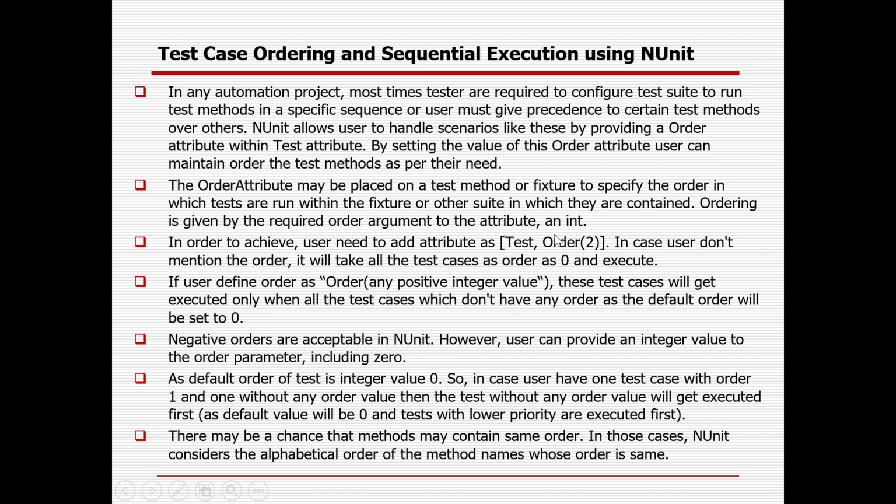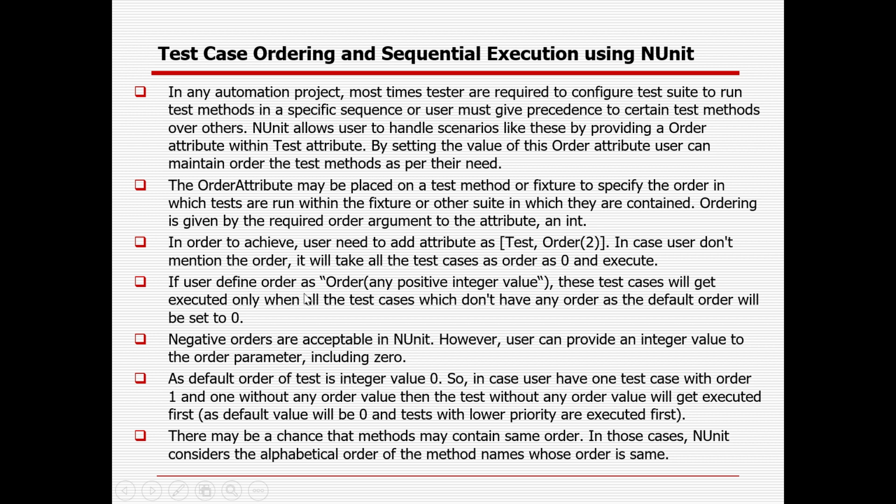After the test comma and then order and particular integer value. In case user do not mention the order, it will take the test case order as 0, which is by default, and it will execute. So in case you did not give any order, everything will be default 0 and everything will run based on the alphabetical order, because the test order is still the same in case you are not mentioning anything.